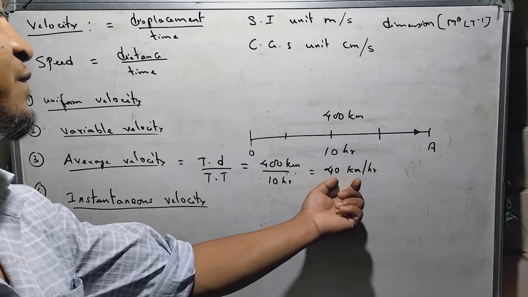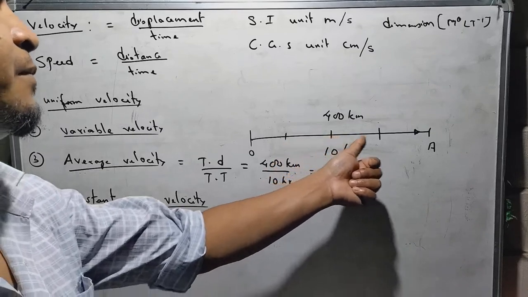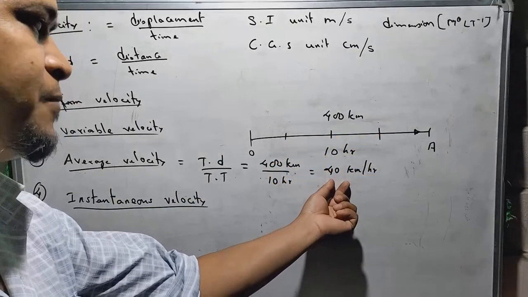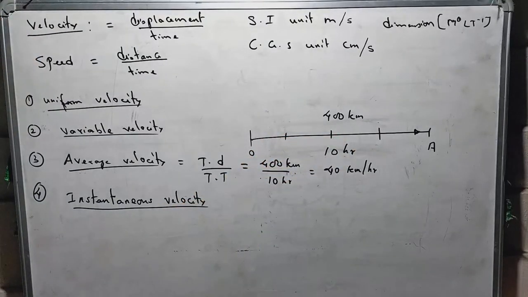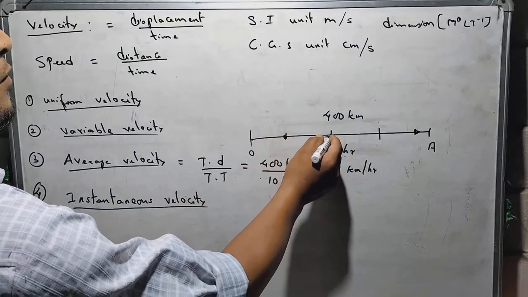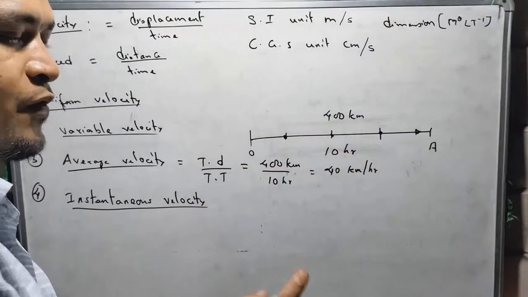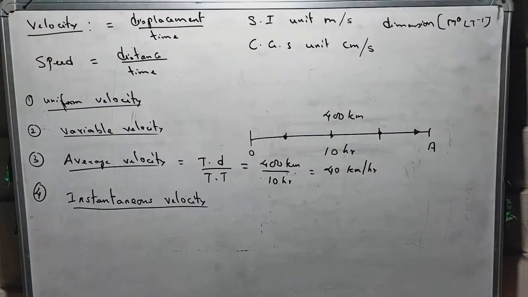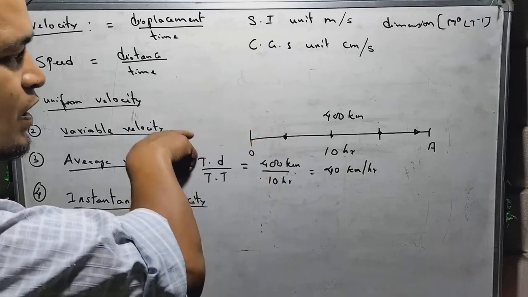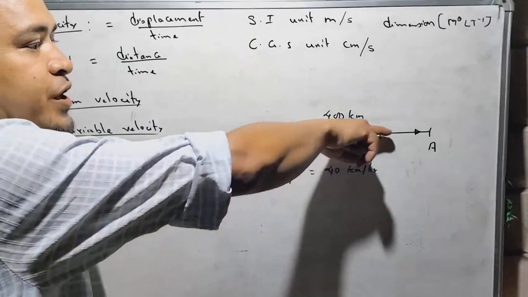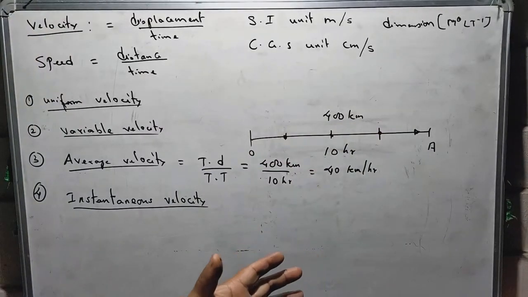Because this average velocity is not the same. This number, 40 km per hour, is not the same throughout the journey of the car. So at different times, the value of the velocity is different. Maybe the direction is the same, because when a car is moving in a straight line the direction does not change, but the magnitude is changing at every instance of time.